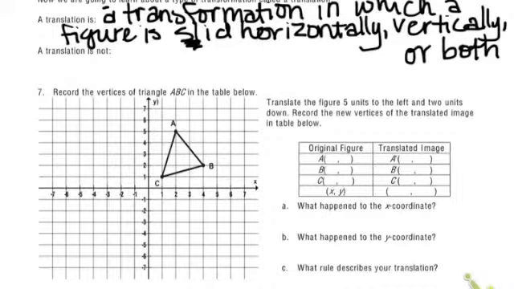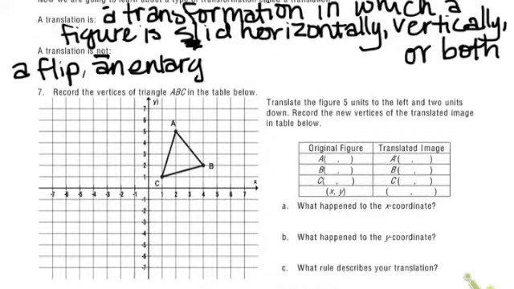And I underline that SL because if you notice, in the word translation, there are the letters SL. You can remember that SL means slide. So a translation is just sliding a figure. Okay. A translation is not a flip, an enlargement, or a reduction.